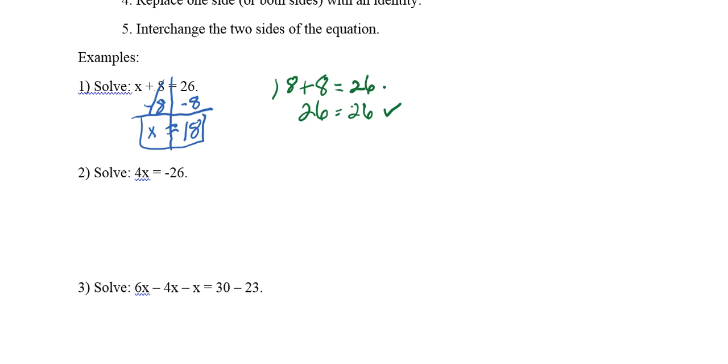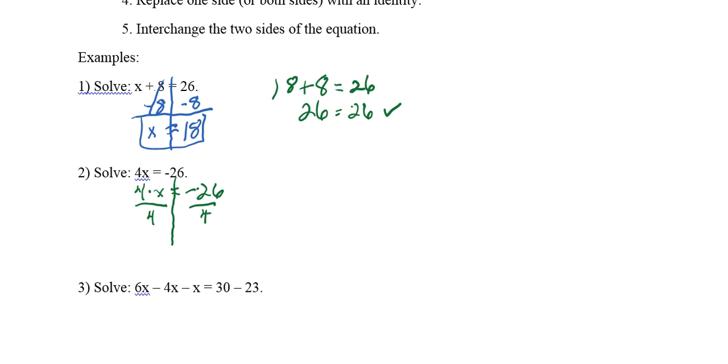So we're going to go ahead and do number 2. Now when two things sit next to each other, that is a multiplication. So this is saying 4 times x equals negative 26. Again, if we think of this as a line, the multiplication, I have to do the opposite of that, and the opposite of multiplying is dividing. So I'm going to divide both sides by 4.